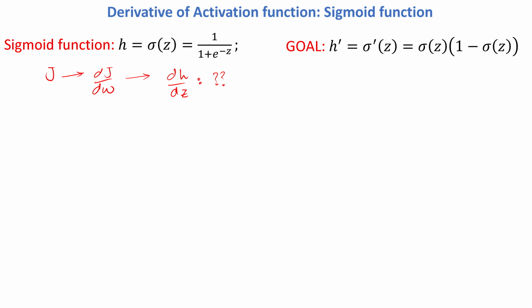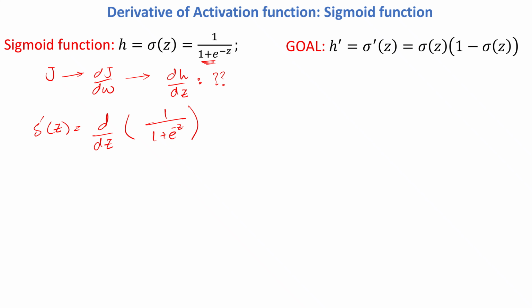Let's solve that. So we have sigmoid of z. We are using this as the activation function. So the derivative of sigma becomes the derivative with respect to z of 1 over 1 plus e to the minus z, right? Now there are two methods to solve this derivative.